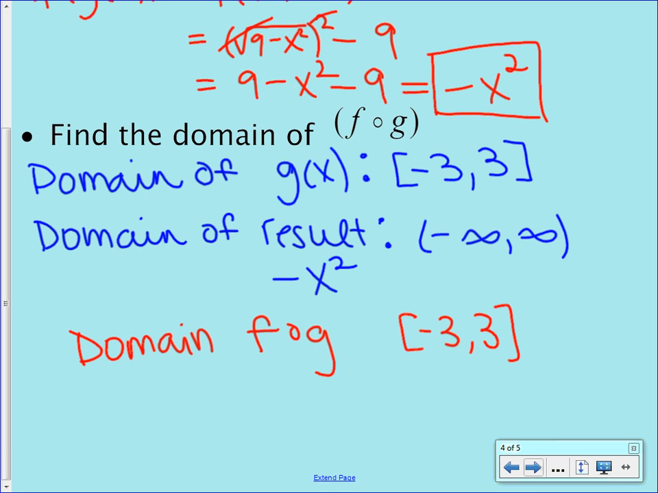Okay? You learned one new thing today. You learned how to find the domain of the composition. Otherwise, everything else you've seen before, right? Okay.